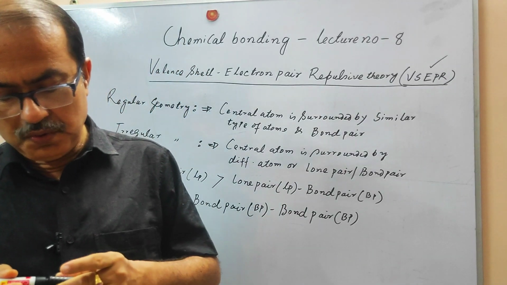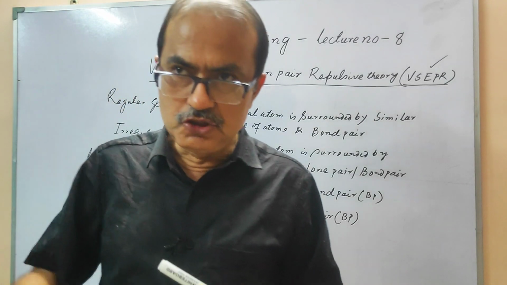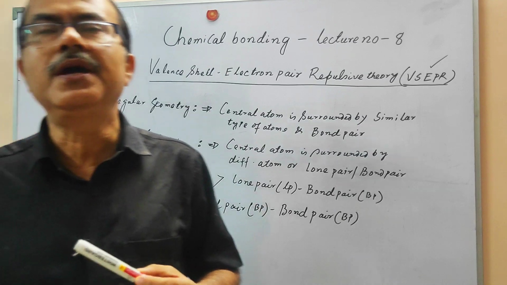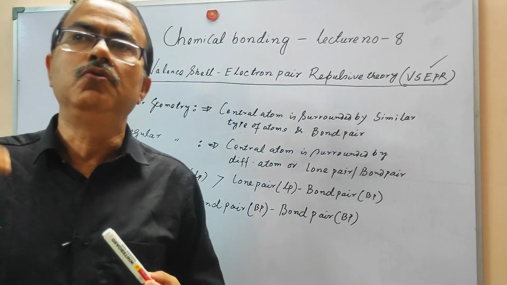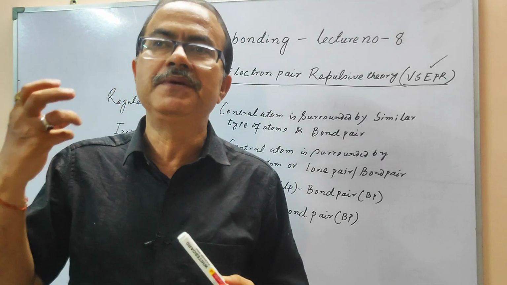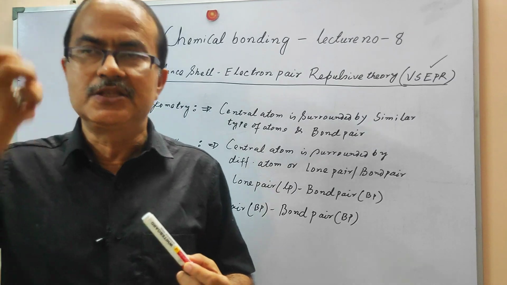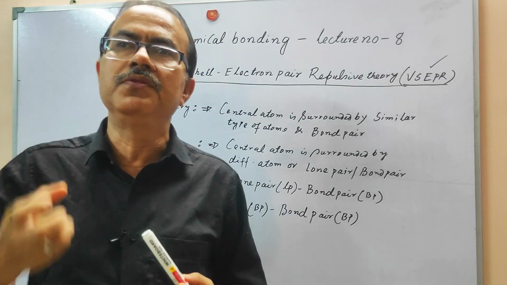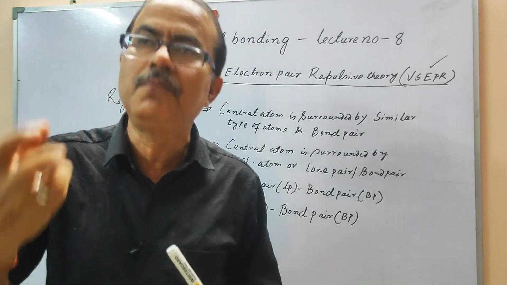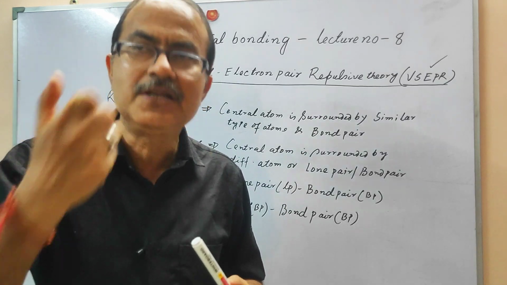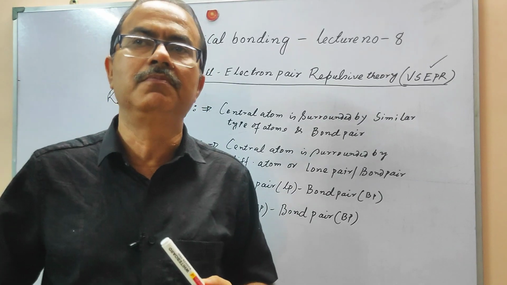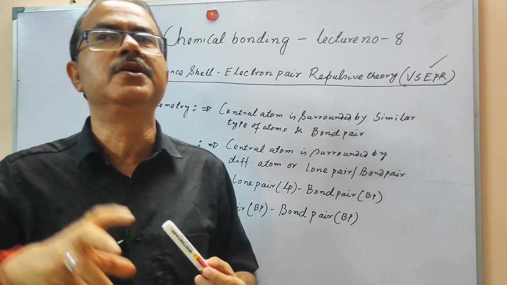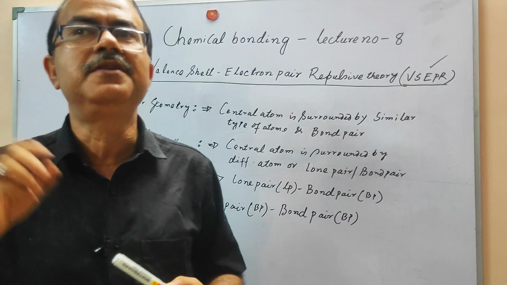Now we are going to understand how we can predict the geometry of the molecules from the lone pair and the bond pair present in the central atom. The shape of the molecule depends on the number of valence electrons present in the central atom. That is the basic theory behind this VSEPR theory.